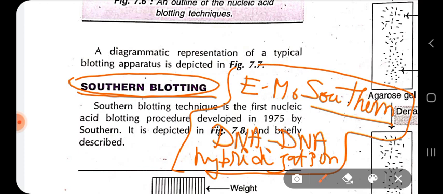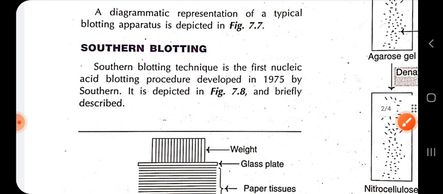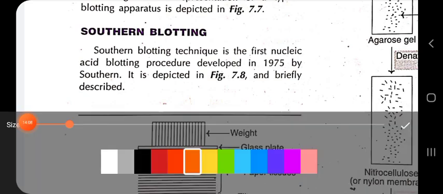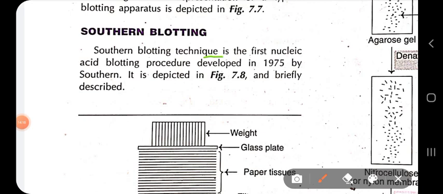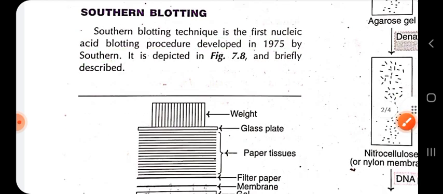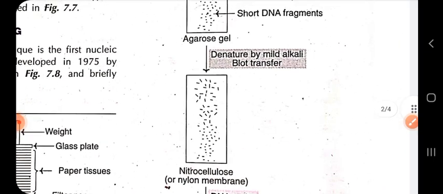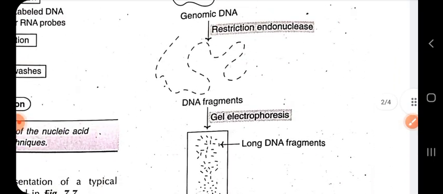So let us see what has been written here. Southern blotting is the first nucleic acid blotting technique, developed in 1975 by E.M. Southern, and the whole process is given in figure 7.8. We will see the steps of this blotting process one by one.